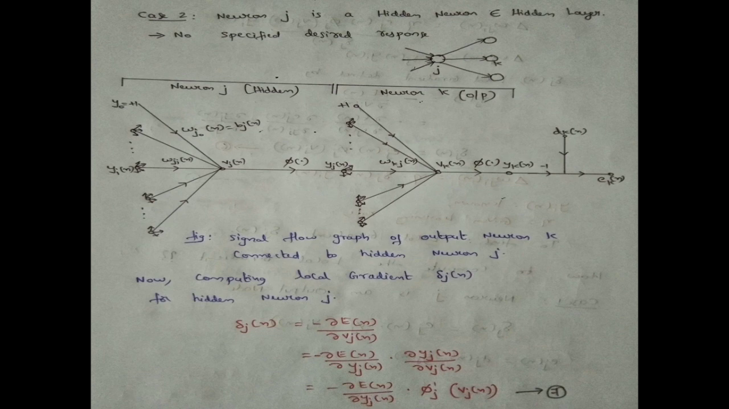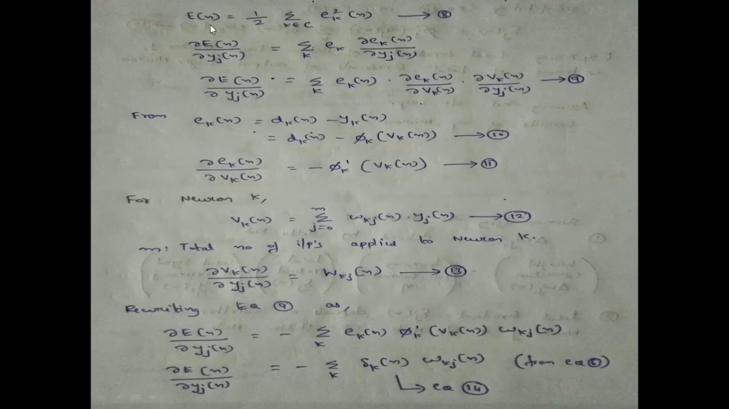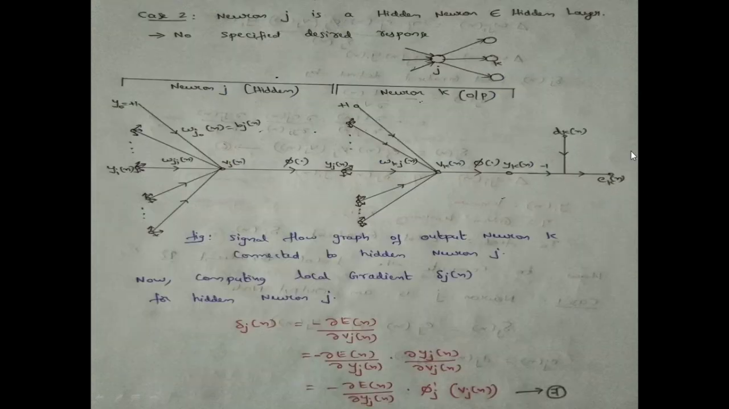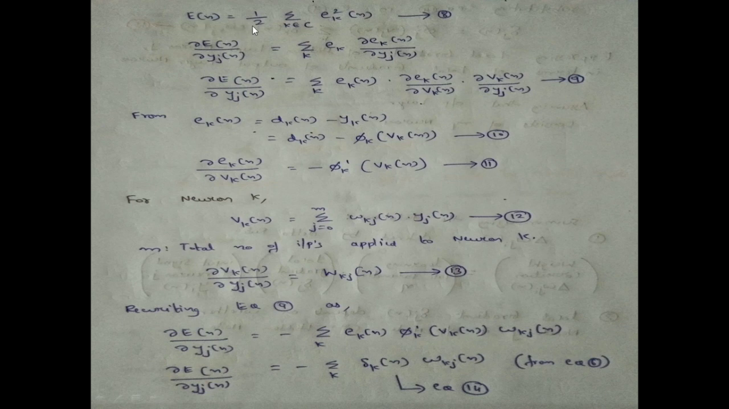Now to calculate the partial derivative ∂E(n)/∂Yj(n), we proceed as follows. The error energy E of n can be given as half of the summation of Ek squared of n. When we are discussing the error, the error is always computed at the output layer only. So the error we have at the output layer is Ek of n, and the total error energy is given by half summation Ek squared of n. We mark this as equation 8.